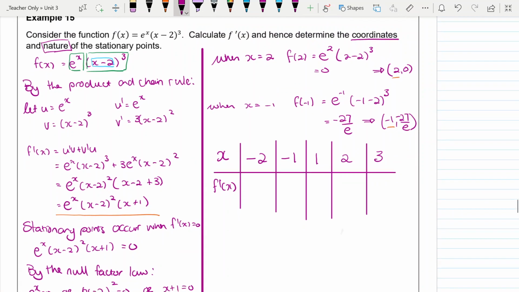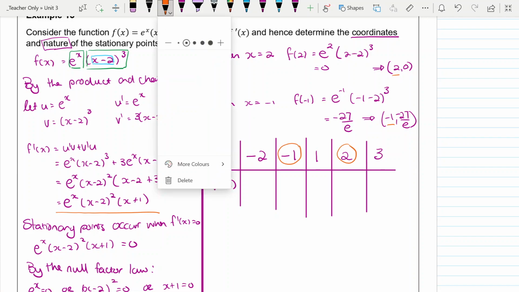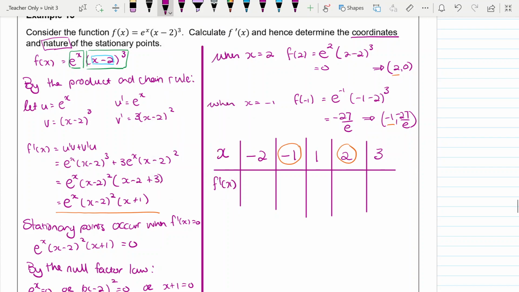You'll see in the textbook they pick values very close to the turning points. I find that makes the maths a whole lot harder. So this is my one turning point, and that's my other turning point. Alright, stationary point. Alright, let's have a look and see. We know that our derivative or our gradient is equal to 0 at that point, or those points. And so we can draw in little lines with 0 gradients there.